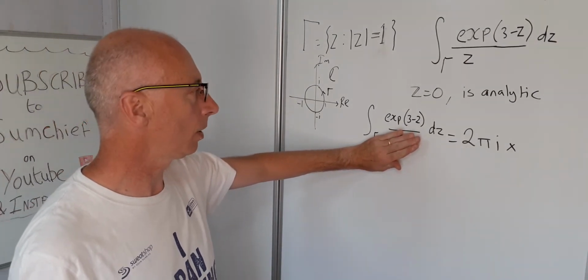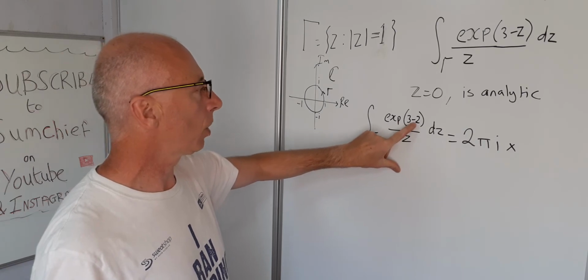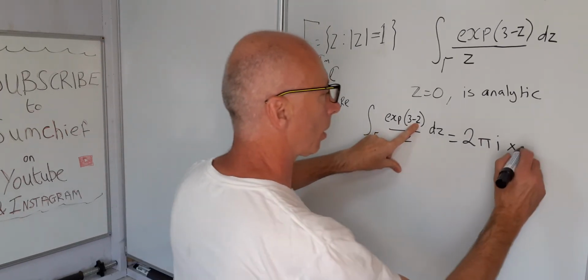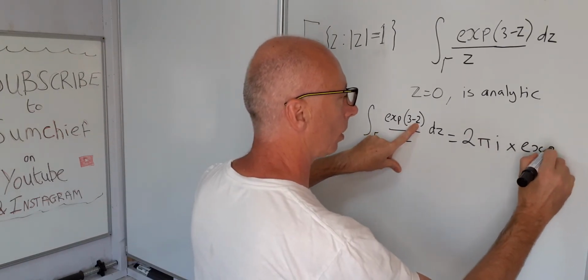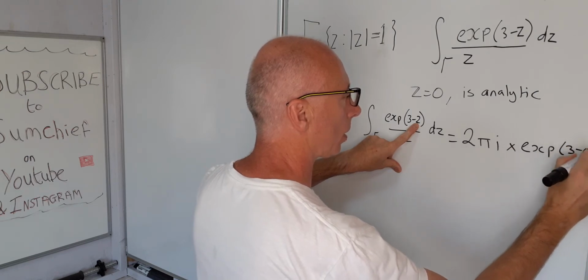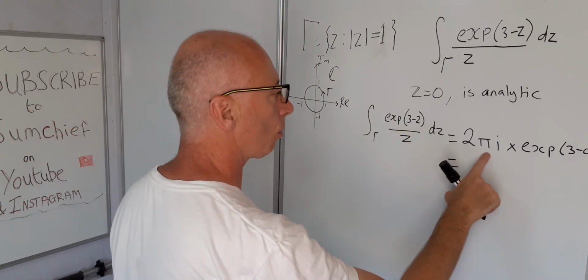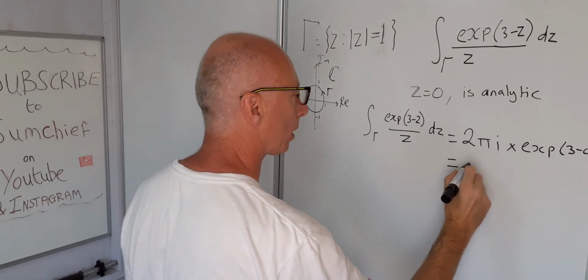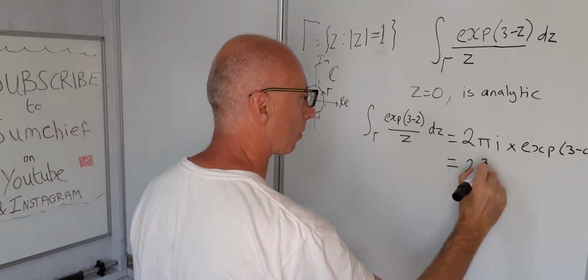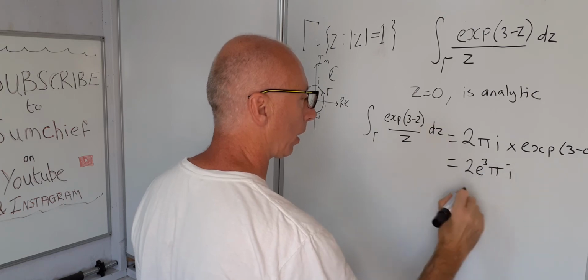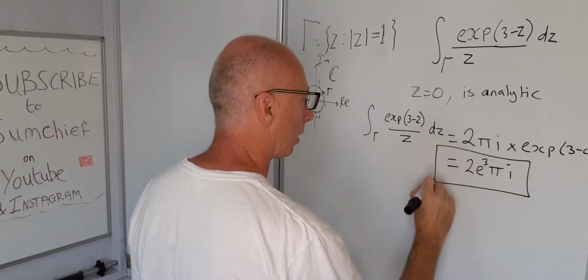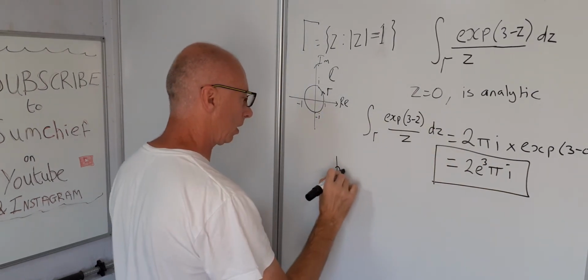and all we have to do now, this will disappear, because for z equals 0 we just plug in 0 for this z here. So we put exponential of 3 minus 0. Then all we're left with now is 2 pi i e to the 3, so 2 e to the 3 pi i. So by Cauchy's integral formula, just write that one here.